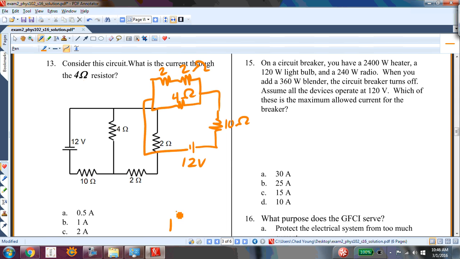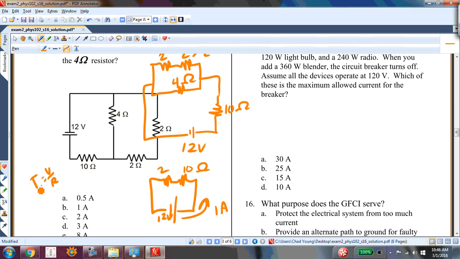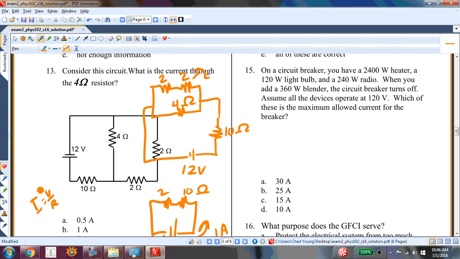So my equivalent circuit looks like this. I have my 10 ohm and a 2 ohm, 12 volts. So I have a current coming off here of 1 amp because I have 12 ohms as my equivalent. I is V over R, 12 over 12 is 1 amp. So if I have 1 amp coming there, that means I have 1 amp coming up through here. That means I have a voltage of 10 volts here, and the remaining voltage is going to be across these parallel branches. So I have 2 volts across each of these.